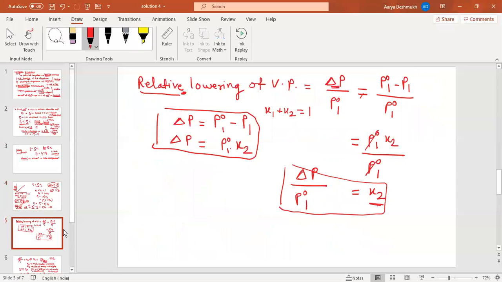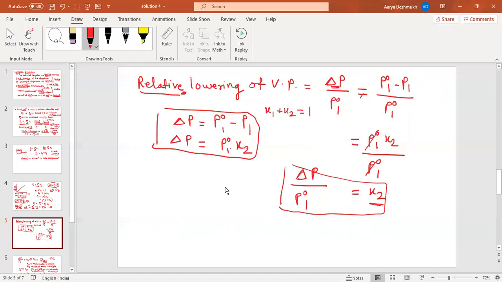Now next we'll see the relative lowering of vapor pressure. In relation with this, delta P upon P naught 1 will be equal to, what is this delta P? Delta P is nothing but P naught 1 minus P1. So we'll substitute here P naught 1 minus P1 divided by P naught 1. So we are comparing this change in the vapor pressure, that is a lowering in vapor pressure, in relation with the vapor pressure of the pure solvent. When you take the ratio of these two quantities, that gives the equation P naught 1 minus P1 divided by P naught 1.